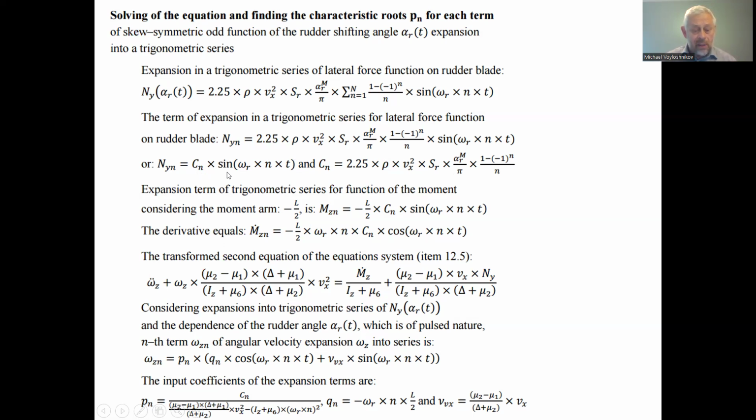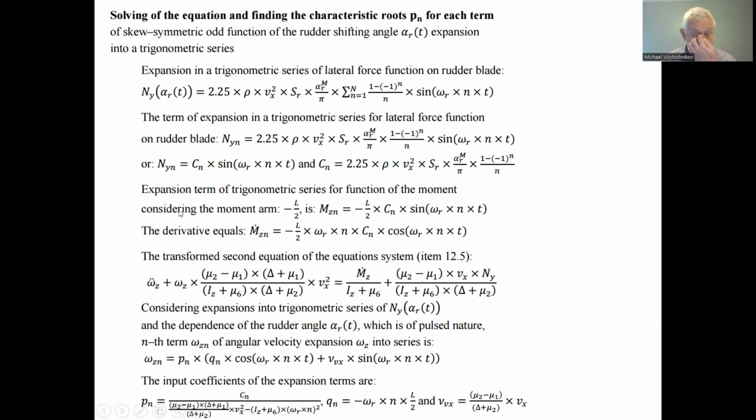In the Fourier series, this is multiplied by the sine of the angular frequency of rudder turning, the number of the term of the expansion of the transverse force into the Fourier series, and time. So this is just a simple description of this one term.